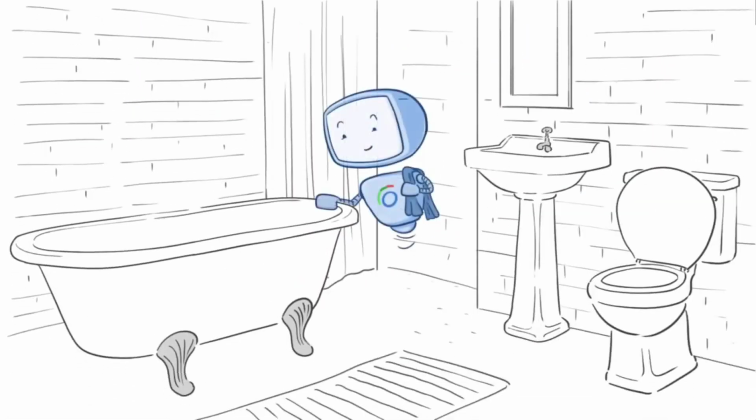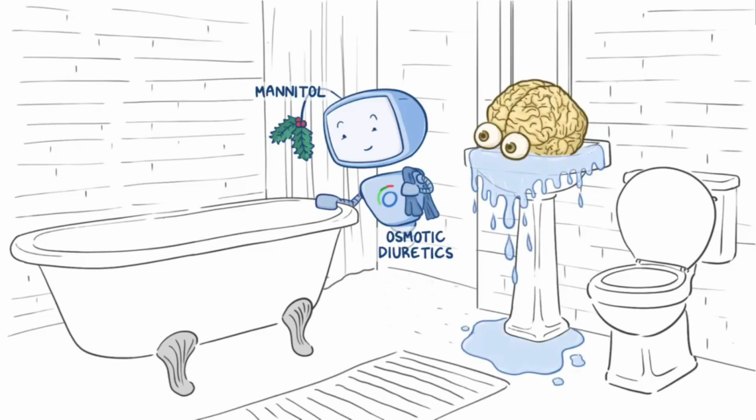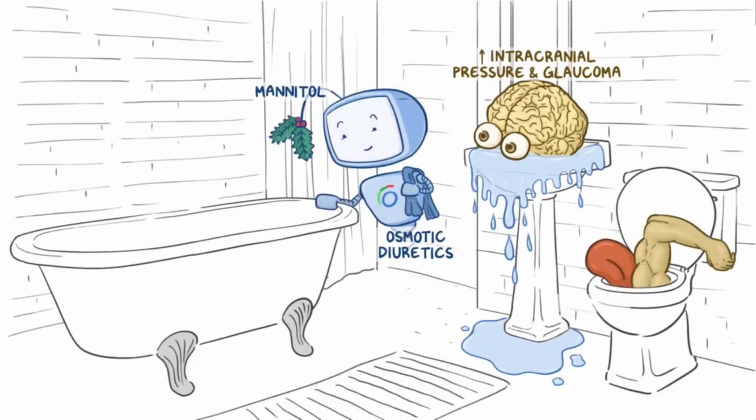Now, we want to make a simple and fun mnemonic that'll help you efficiently memorize and retain all of these facts. We can use the osmosis robot in a bathroom to help you remember the osmotic diuretics. He's got some mistletoe dangling from his head for mannitol, which is the most commonly used medication in this class. For indications, let's have a running sink that contains a brain with a pair of bulging eyes for increased intracranial pressure and glaucoma.